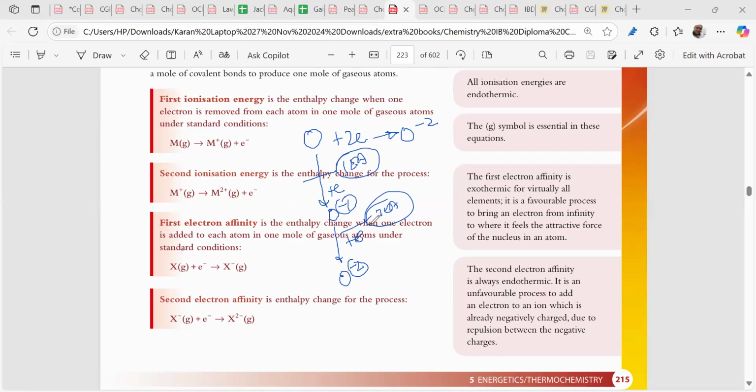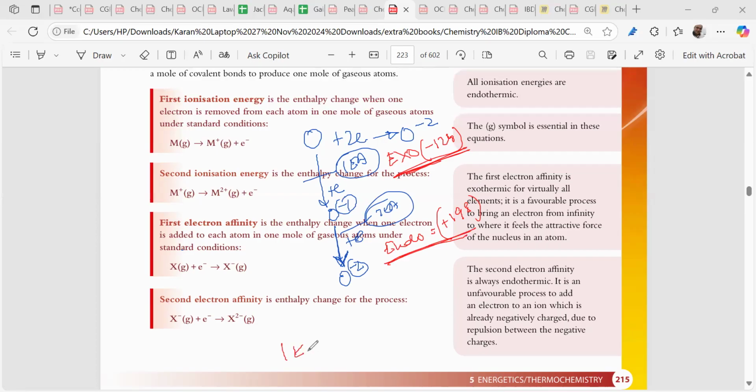The first electron affinity for non-metals is exothermic. Suppose it is minus 124. I'm just giving a number, it's not an actual number. The second electron affinity is endothermic, suppose plus 198. Now remember one thing, this is crucial. The first electron affinity for oxygen is exothermic. The second electron affinity for diatomic non-metals will be endothermic.